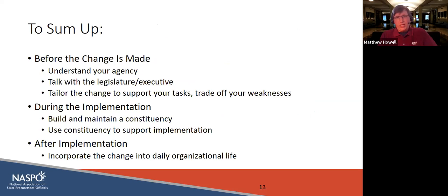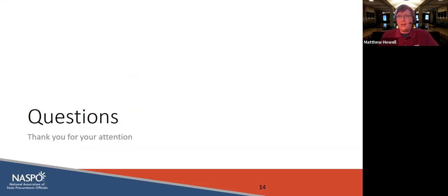To sum up, before the change is made, you need to understand your agency. You need to understand what you do. You need to talk to your legislature and your executive. You need to tailor the change that's going to happen to your tasks and trade off your weaknesses. Make sure the change that happens is a change that you are going to be good at handling. During the implementation itself, keep an eye on your constituency, maintain that value, and then use your constituency to support your implementation. Choose a strategy that works with your strengths and the constituency and the organization you have. And then after implementation, incorporate the change into the daily organizational life so that it's preserved in the organizational behavior and will continue going forward. With that, thank you all for your attention, and I'm happy to take what questions we have left.